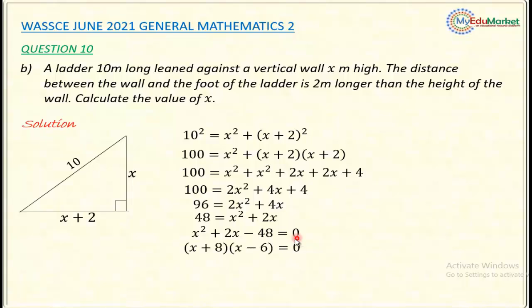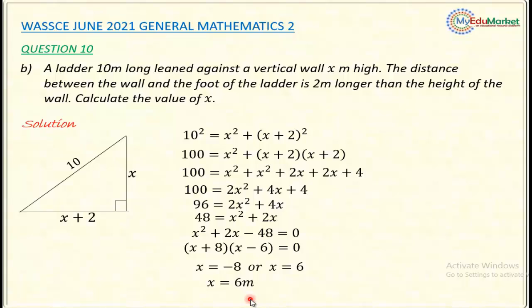Factorizing this correctly, I have x plus 8 times x minus 6. These are the factors, plus 8 and minus 6. So solving this will now give x as minus 8 or x as 6. But because x represents distance, the height of the wall, it can never be negative. So I will discard this and take this. Therefore the wall is 6 meters high. So with this I have answered this question.